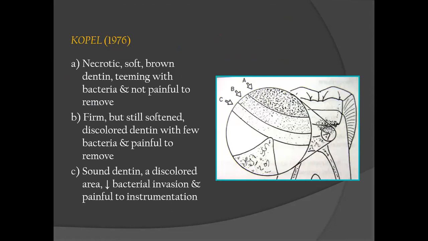different zones of caries progression. First, the outermost zone. So this is the caries. I'm talking about this one, not this one. This caries progression, A, B and C, these are the zones. The first one is the necrotic soft brown dentine teeming with bacteria and not painful on removal. That is your infected dentine.